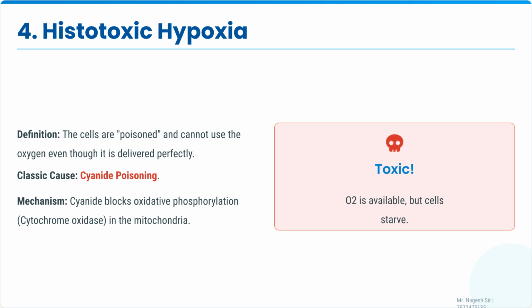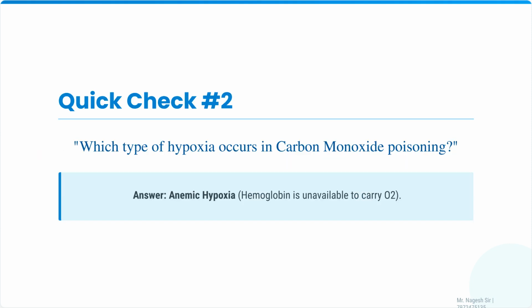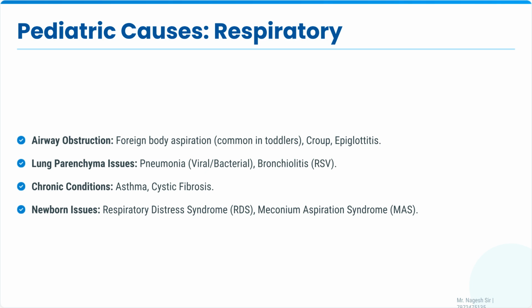Histotoxic hypoxia occurs when cells are poisoned and cannot utilize the oxygen delivered to them. The classic cause is cyanide poisoning, which blocks oxidative phosphorylation in the mitochondria. Quick check number 2. The type of hypoxia that occurs in carbon monoxide poisoning is anemic hypoxia because the hemoglobin cannot carry oxygen.